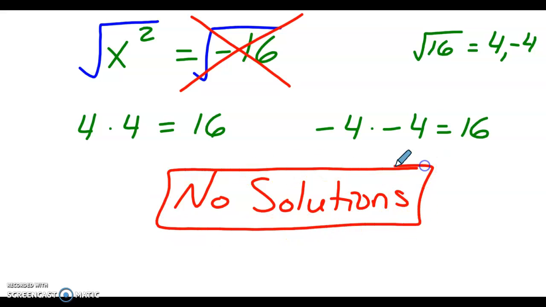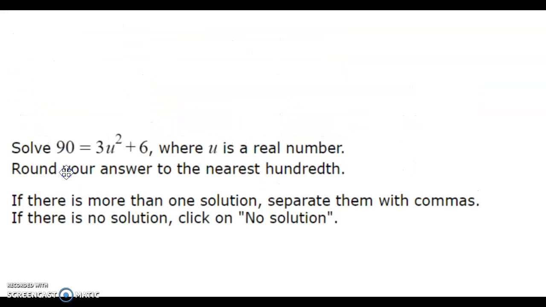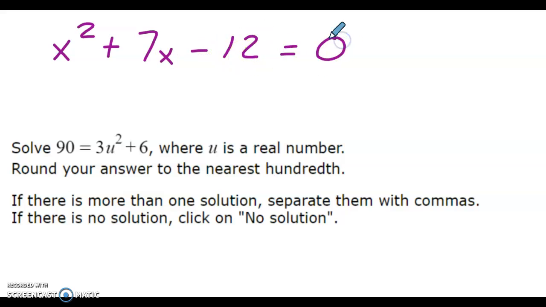Now, we might be wondering, how do I know to just take the square root instead of factoring? Well, the only time that you need to factor is when we cannot solve by getting a variable alone, right? If you have x squared plus 7x minus 12 equals 0, okay?